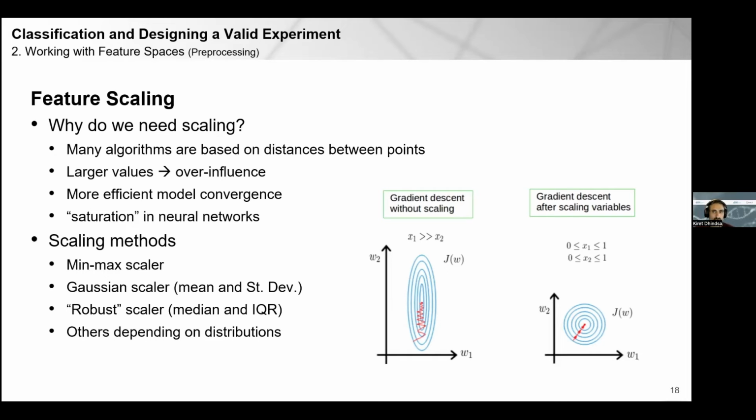So here we would use the same scaling methods that you would find in any kind of statistical approach. So min-max scalers, Gaussian scalers, robust scalers, they just don't assume Gaussianity. And you can also scale depending on the distributions of your variables, so logarithmic scalers and things like that.